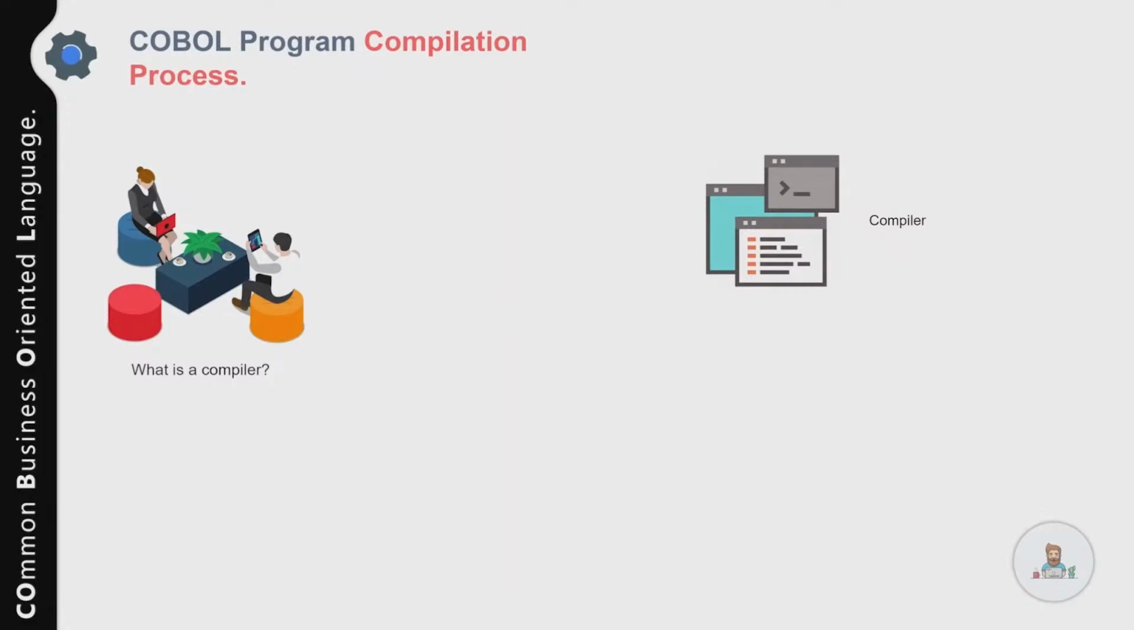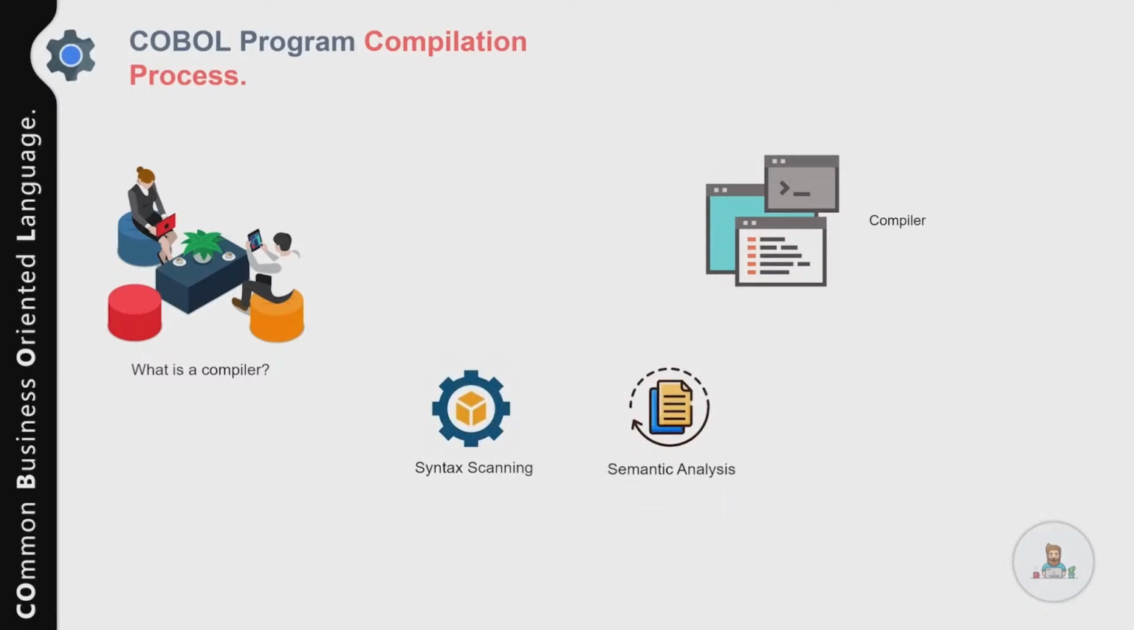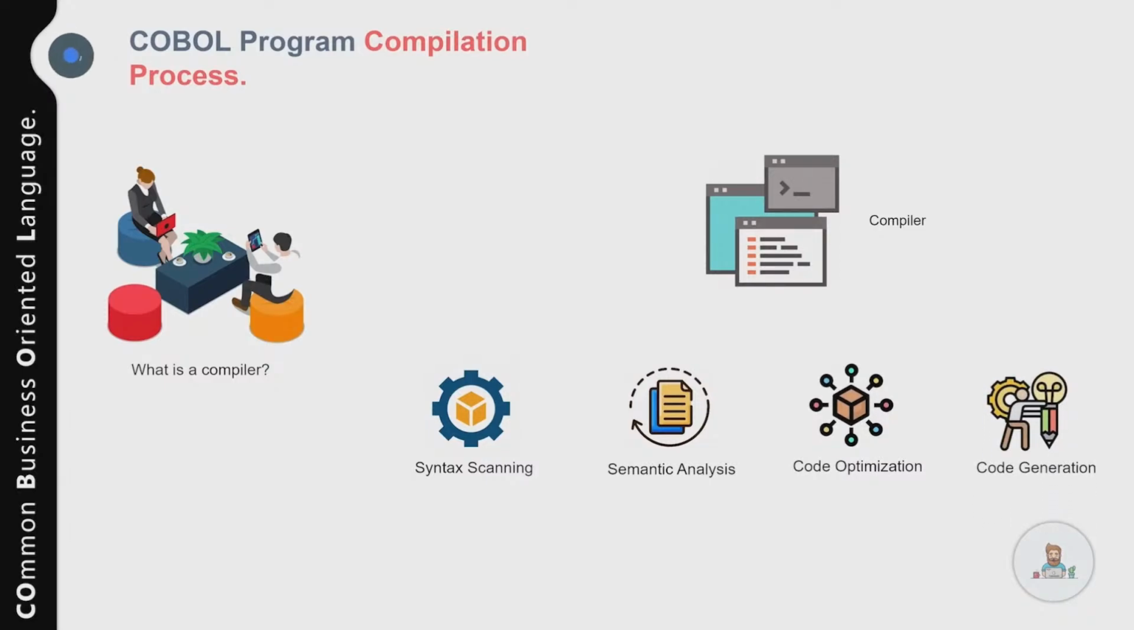Now the entire compilation process is divided into 4 different stages. The first stage is syntax scanning, the second stage is semantic analysis, the third stage is code optimization, and the last stage is code generation. So if you want to execute a COBOL program on mainframe or non-mainframe platform, then it has to be compiled with the help of a proper COBOL compiler.